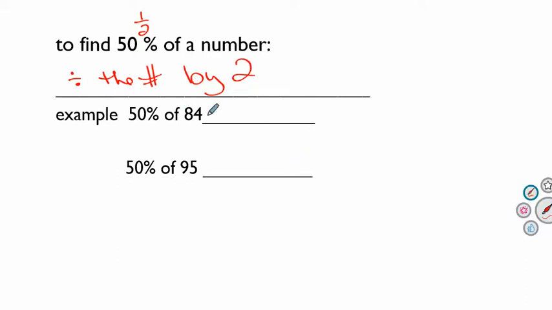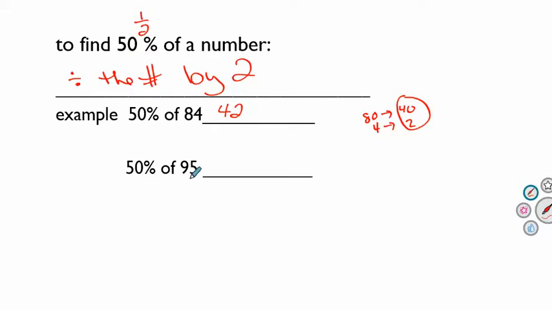If you look at this number, because I'm doing it mentally, I might break these numbers down so it's easier to work with in my head. I might break 84 into 80 and 4. Half of 80 would be 40 and half of 4 would be 2. So all together, that would be 42. You may not need to break it up; you might have been able to do it in your head, which is fine.